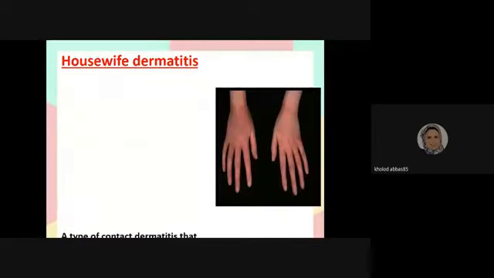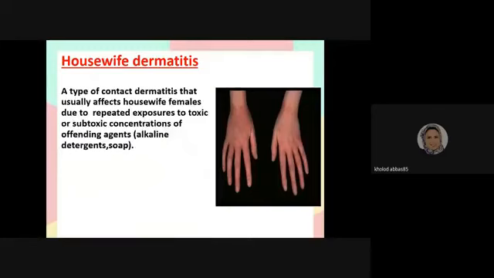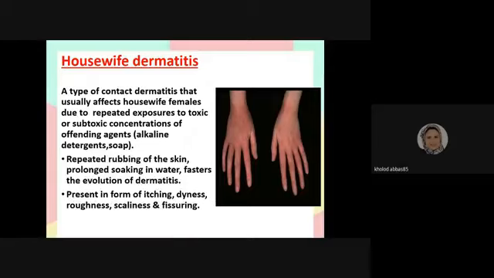Housewife dermatitis is a type of contact dermatitis that usually affects housewives, females. This doesn't mean it doesn't affect males; it can affect males. It is due to repeated exposure to toxic or subtoxic concentrations of an offending agent, for example alkaline detergents and soaps. Repeated rubbing of the skin and prolonged soaking in water make the evolution of dermatitis faster. It usually presents in the form of itching, dryness, roughness of the skin, scaling, and fissures in chronic cases.